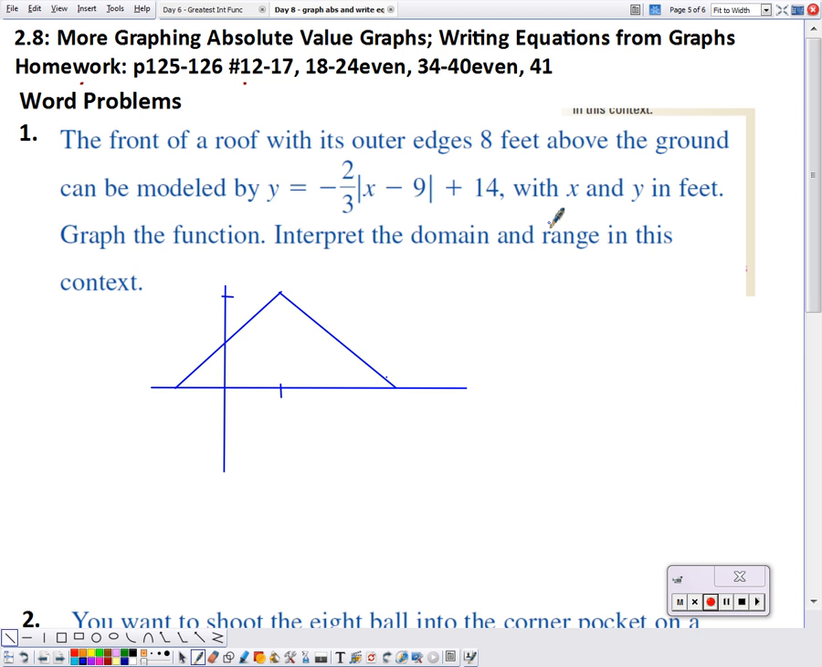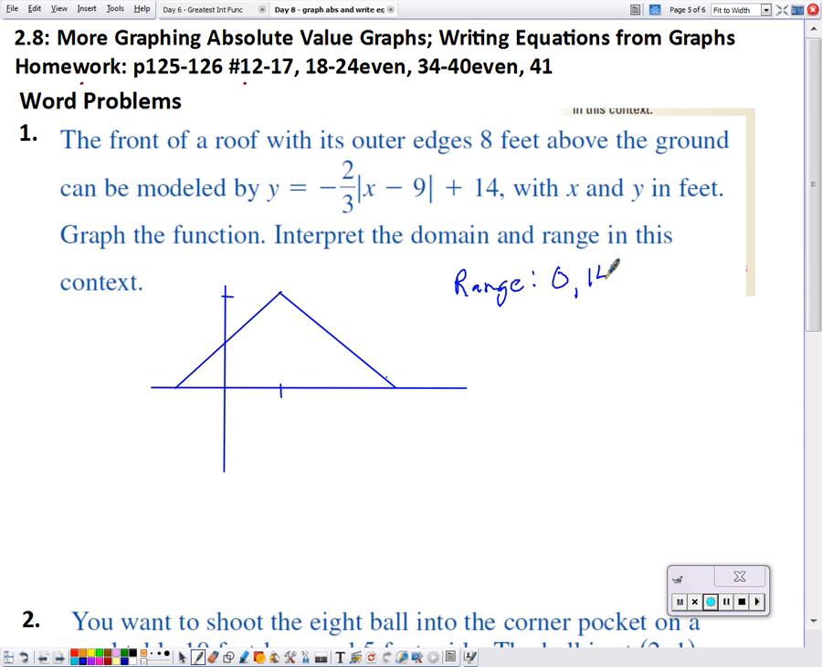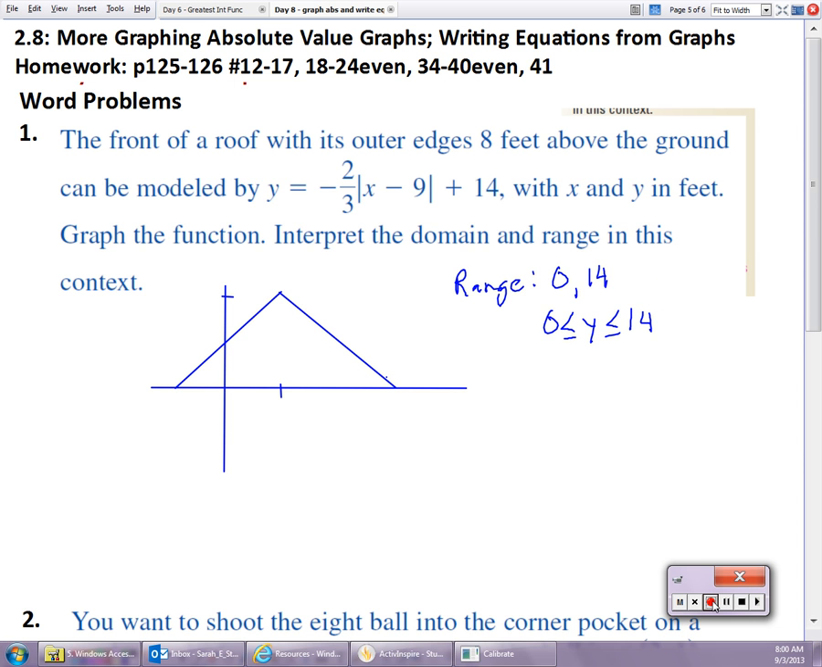So the question is, what's the domain and the range? Well, the range is actually really easy to see. The range is going to be from 0 up to 14. So 0 is less than or equal to y is less than or equal to 14. I'm starting to wish I made a nicer graph.